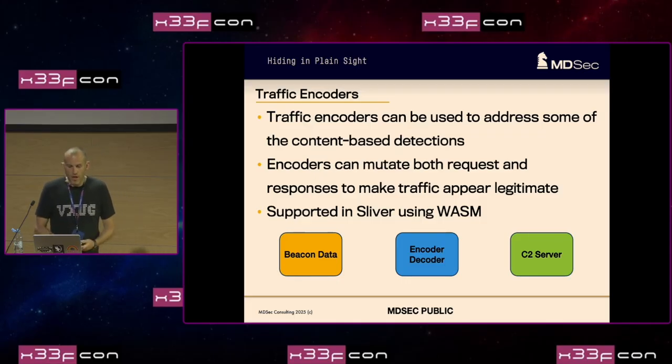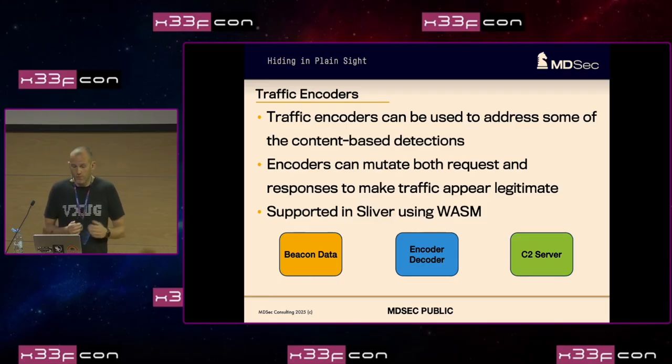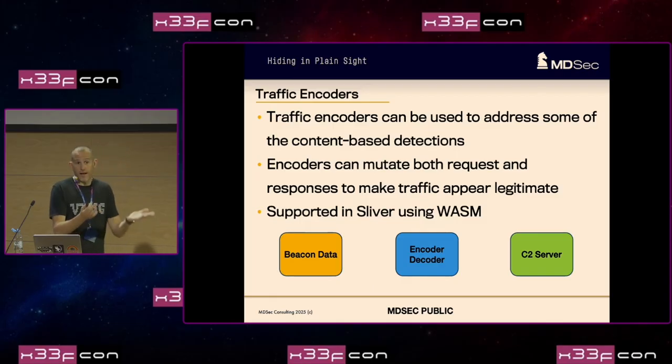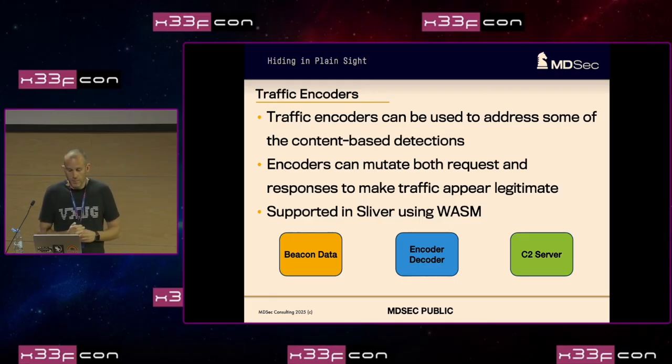Traffic encoders are basically a way to mutate both the requests from the beacon and the responses from the server at runtime and programmatically. This allows you to change how the C2 protocol is being encapsulated by encoding it into some other form. So, for example, we could have a traffic encoder in the C2 server that might mutate all the tasking responses. It might generate an image, and then use steganography to hide them inside an image. And that's completely doable.